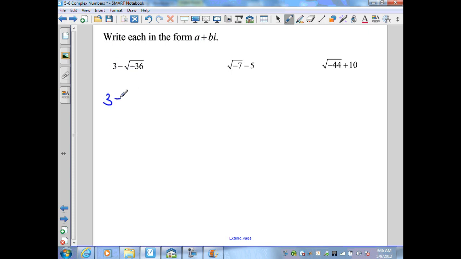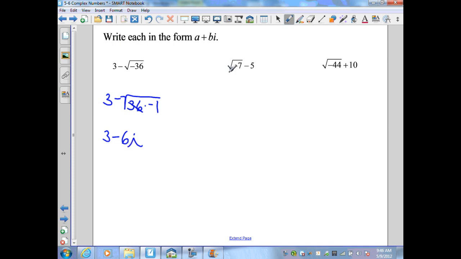3 minus the square root of. Then I'll just break this into the product of its factors. 36 times negative 1. Bring down my real part, 3, minus the square root of 36 is 6. The square root of negative 1 is i. 3 minus 6i.